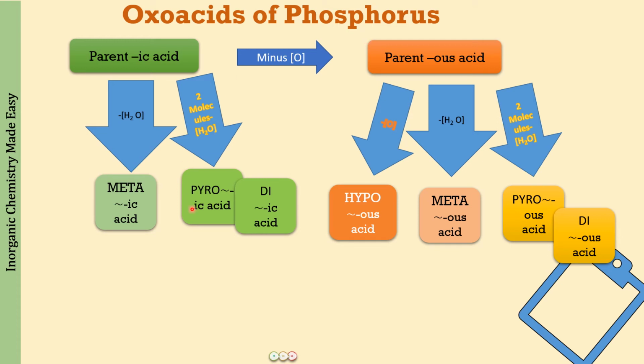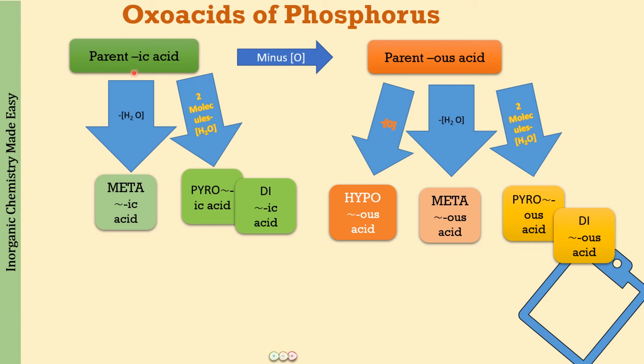Fine. Now, the next is that we have the per-ic acid. From this, when we subtract one oxygen, we got a per-ous acid. So how will we get the hypo-ous acid for this? Well, we cannot do it, because when we are removing one oxygen, it is the -ous acid. So where does the hypo go? Well, we will be talking about that also just now.